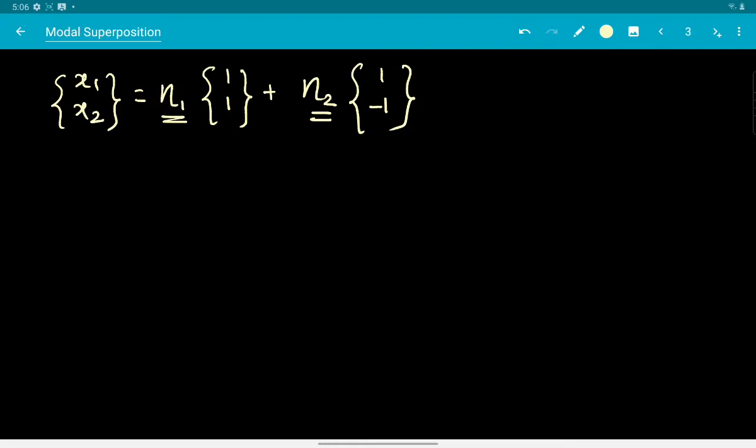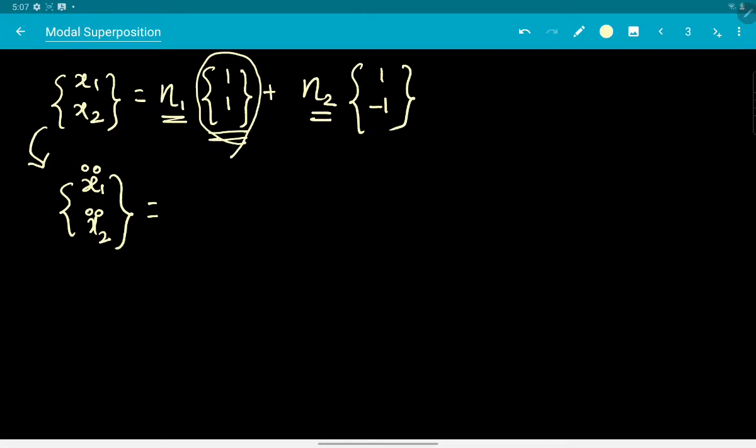Now I'll be writing this down in a slightly different fashion. Let me see, if I want to find out the acceleration vector, how can I find it? The acceleration vector is the second time derivative of this displacement vector. Now the mode shape is not going to change with time, but eta 1 is a function of time, right?